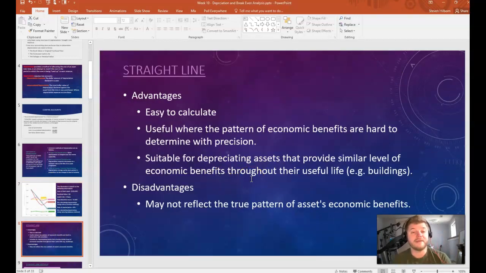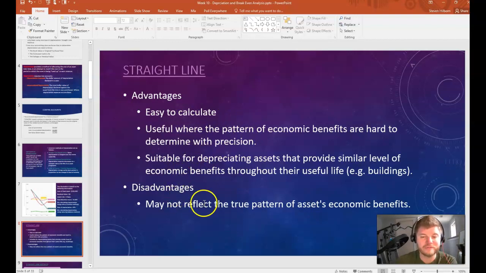When it comes to straight line, the advantages are it's very easy to calculate. It's useful where the pattern of economic benefits is hard to determine with precision, and it's suitable for depreciating assets that provide a similar level of economic benefits. So it's the most common. When it takes more time to figure out a schedule of depreciation, a lot of people just say, okay, we're going to straight line it because we know at the end of the term it'll be about the same. And we can budget on that. We can plan on 20,000 a year depreciation versus 50,000 the first year, and then 30,000, and then 5,000. That changes too much. So we're just going to do straight line depreciation.